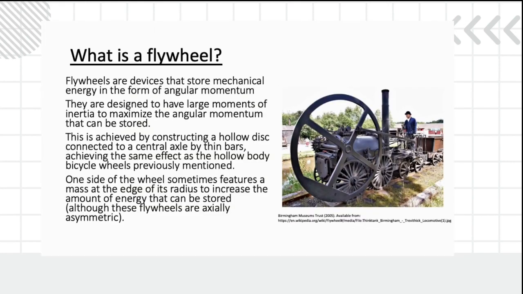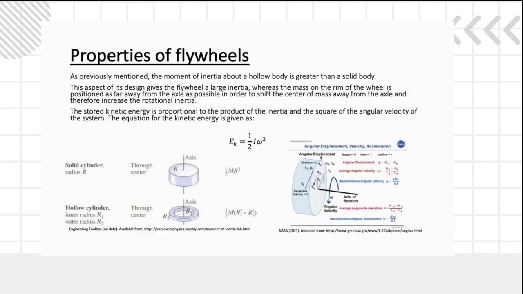Another use of the moment of inertia of axially symmetric bodies is the flywheel. Flywheels are mechanical devices that store energy in the form of angular momentum. They are designed to have large moments of inertia in order to maximise the angular momentum that can be stored in the wheel. In order to achieve this, they follow a similar design principle to the ring wheel previously mentioned. As shown, the inertia about a hollow cylinder is greater than that of a solid cylinder. Because the angular momentum and therefore the kinetic energy of the system is proportional to the inertia, this ring design maximises the amount of energy stored in the flywheel.